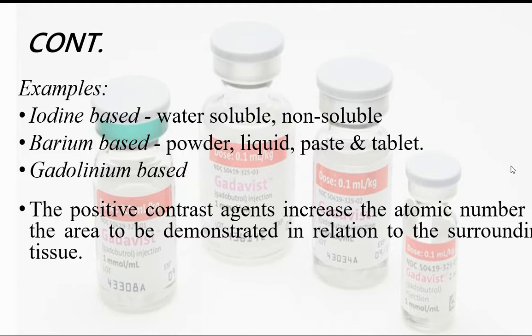Gadolinium base, often used in MRI examinations. It is less likely to produce allergic reactions than the iodinated base materials used in X-ray. Iodine base is an alternative for patients who are not allowed to have barium base. The positive contrast agents increase the atomic number of the area to be demonstrated in relation to the surrounding tissue.